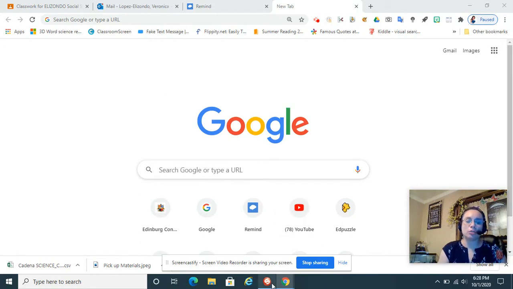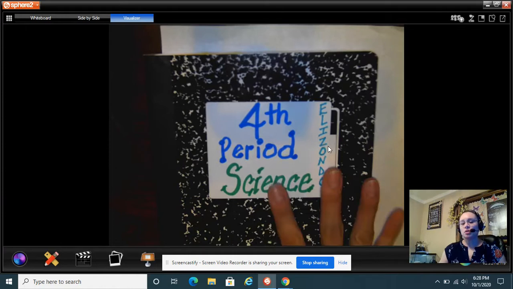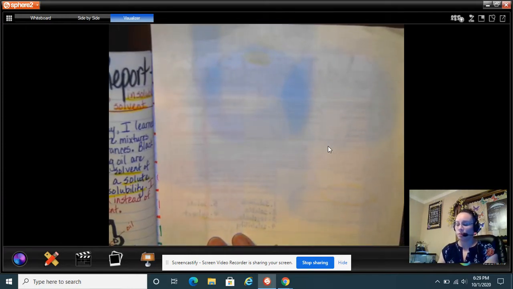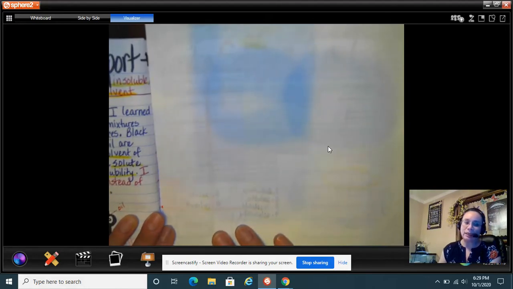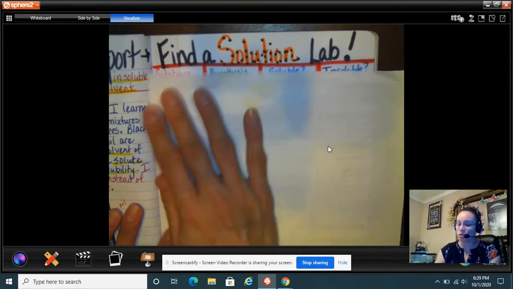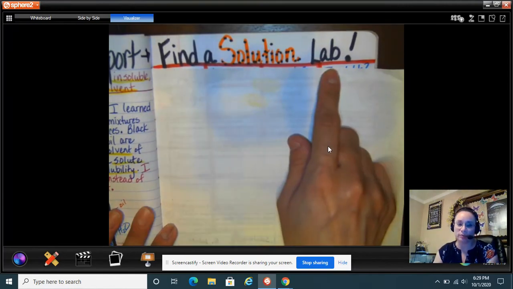So the first thing I'm going to do is show you my science notebook. I'm using 4th period science. If I go to my data table, in the end, it's going to look like that. But the first thing I want to show you is we're trying to find a solution, and that is the name of our lab.